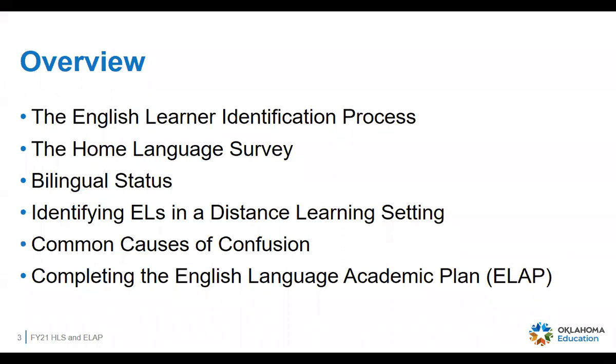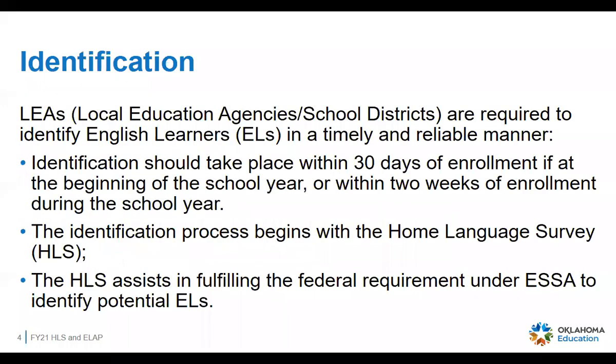So what I want to talk about is the English learner identification process in general, and we will look within that process at the home language survey. I also want to mention bilingual status, even though that's not really linked to federal programs. It is linked to the home language survey, so we'll mention that. I'd like to say a word about identifying English learners in a distance learning setting, and then go over some common causes of confusion surrounding mainly the home language survey, and then go into more detail than we did earlier on the ELAP, the English Language Academic Plan, and completing that form. So with that, we'll just dive in here.